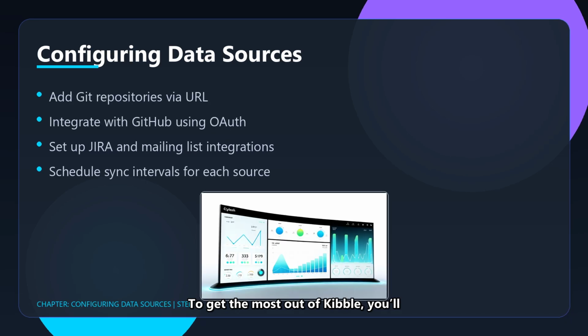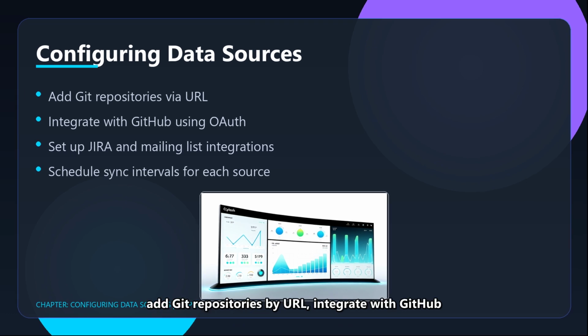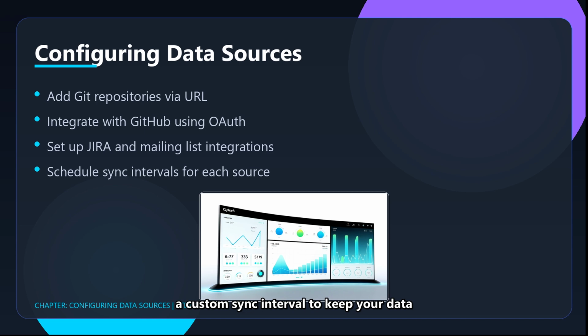To get the most out of Kibble, you'll need to configure your data sources. You can add Git repositories by URL, integrate with GitHub using OAuth, and even connect to JIRA and mailing lists. Each source can be configured with a custom sync interval to keep your data fresh.